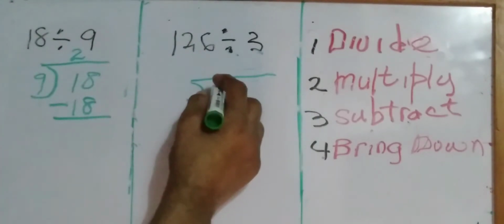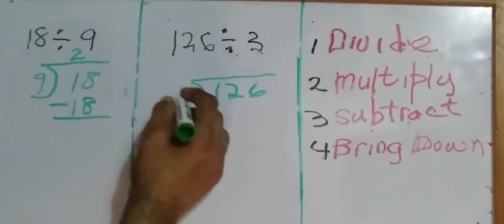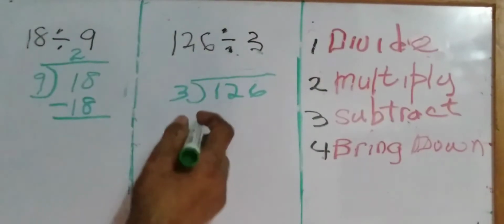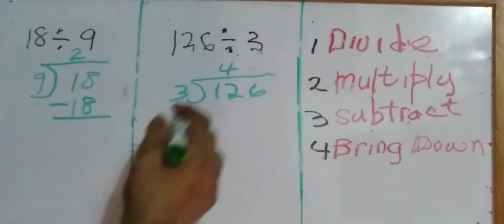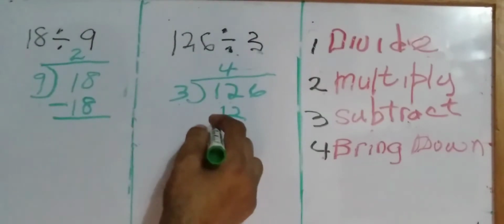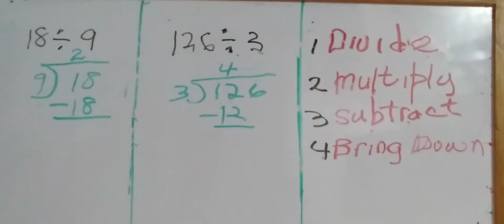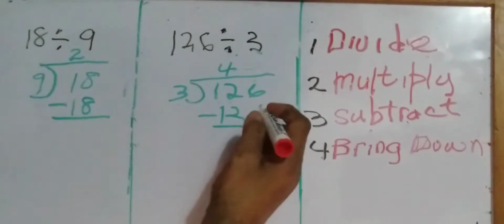So we have 126. Remember, the bigger number goes inside and the smaller number goes outside. So it's 126 divided by 3. So let's go. 3 into 1 you can't, so we say 3 into 12 goes 4 times. Then the next step is to multiply: 3 fours, 12. The next step is to subtract. Then after subtract, then we bring down. So we're going to bring down the 6.